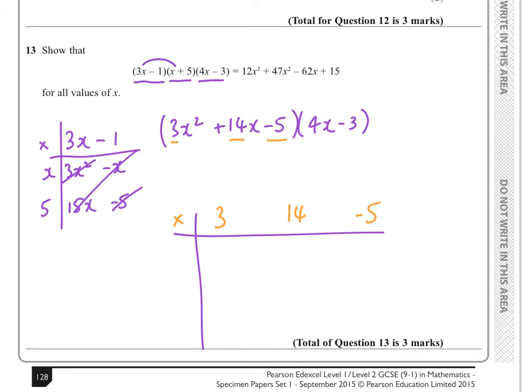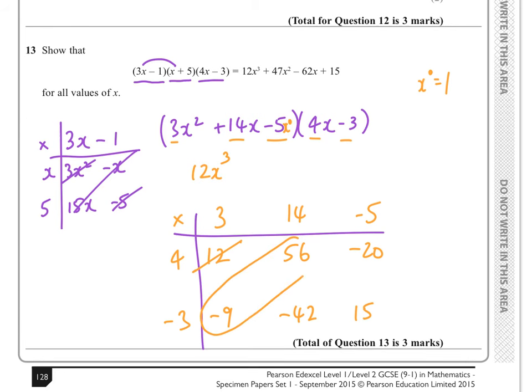Forget the x squared, the x and the x to the power 0, because that's really like having x to the power 0 here, because x to the 0 is 1 as you know. Times by 4 and then minus 3. Quickly do these. So you've got 56 minus 20 minus 9 minus 42 and 15. And then the nice thing about this is you can say that your highest powers are going to be x cubed, so you've got 12x cubed. How many x squares will you have? Well, 56 minus 9, that is 47.